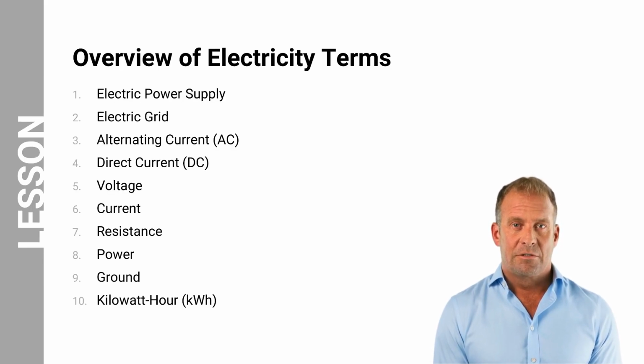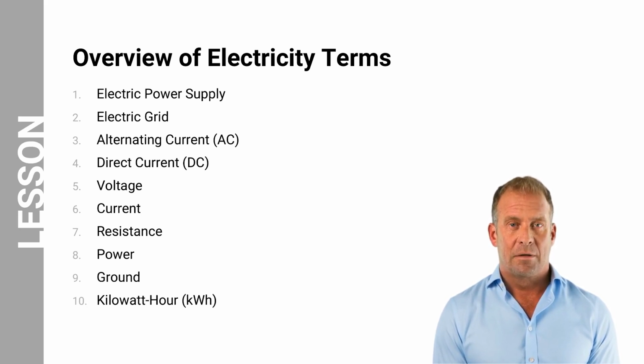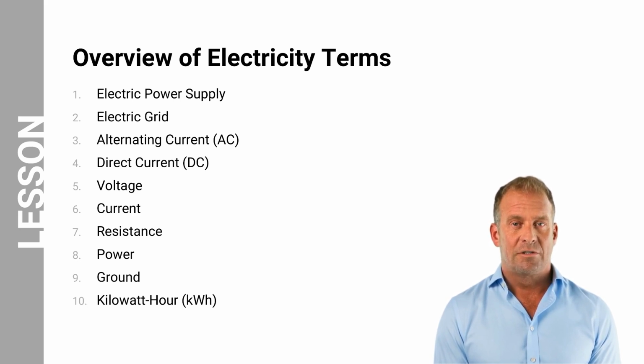There are several terms associated with EV electricity. In this lesson, we will focus on some of the key terms, namely the electric power supply, electric grid, alternating current, abbreviated as AC, direct current, abbreviated as DC, voltage, current, resistance, power, and kilowatt hour, abbreviated as kWh. Understanding these concepts is essential as it provides a foundation to comprehend the inner workings of EVs. We will delve into each of these terms in detail within this lesson.